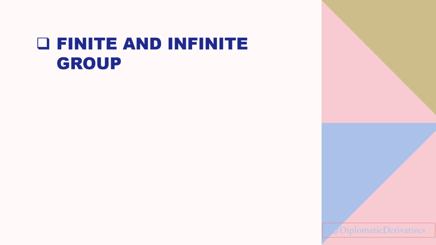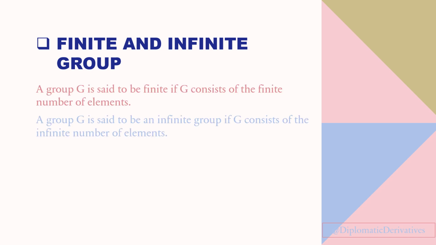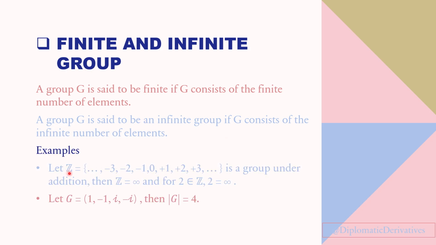Another concept is finite and infinite groups. A very easy concept. A group G is said to be finite if G consists of a finite number of elements, that is, there is a limited number of elements inside the group, and it's said to be infinite if it consists of an infinite number of elements. Let's suppose Z, the simple integers group. It has 0, all negatives until infinity, and all positives till infinity. So the number of elements is infinite. It's called an infinite group. But for the group G equal to 1, -1, iota, -iota, the order of the group is 4. Since the order is 4, it's of finite order, so we call this group a finite group. That's a very simple concept.